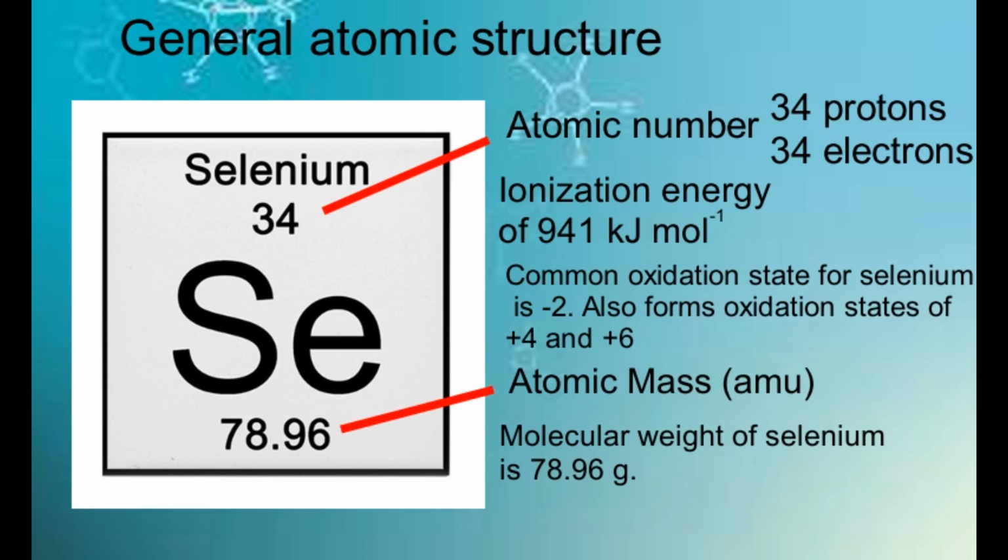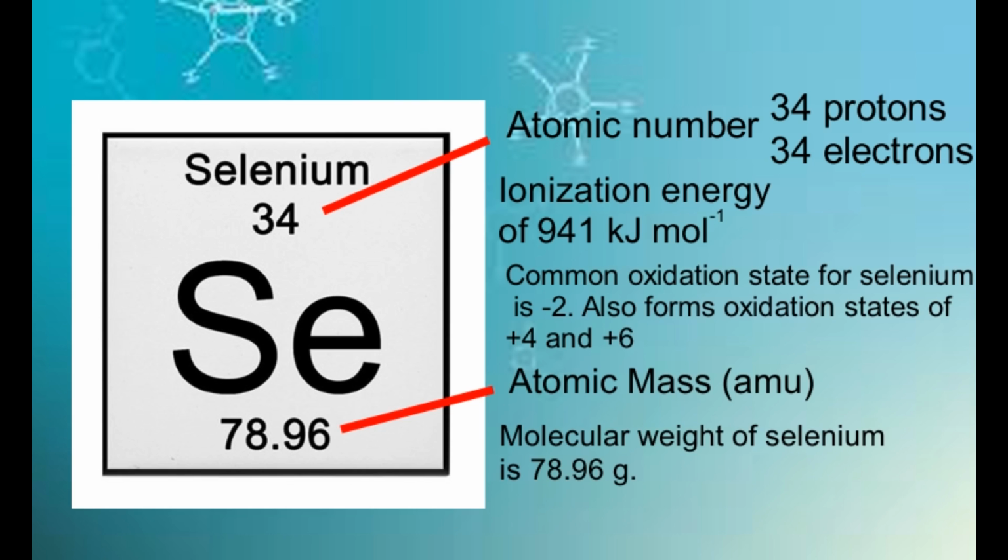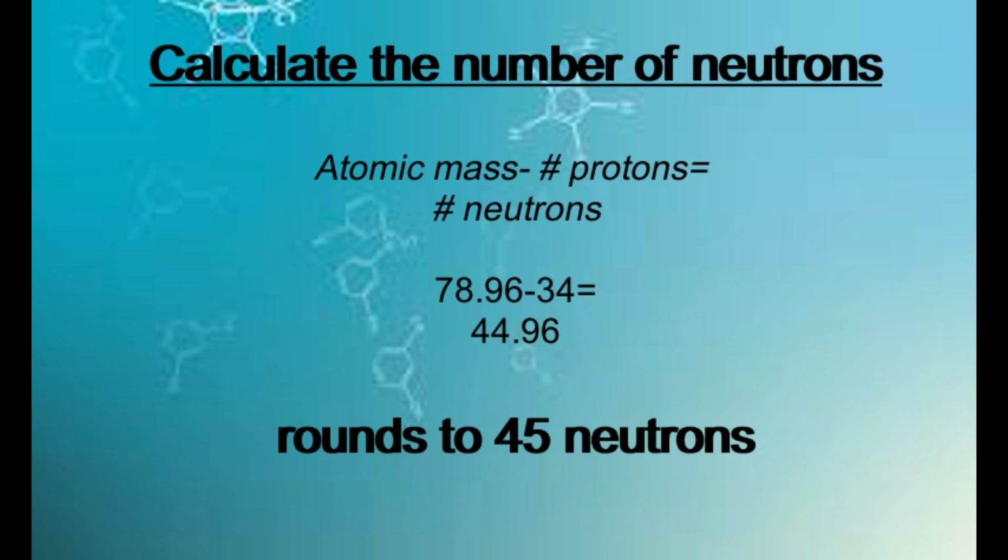The atomic mass of selenium is 78.96 AMUs. When calculating the number of neutrons, you must take the atomic mass of the element minus the number of protons that element has. When calculating selenium's neutrons, you subtract its atomic mass of 78.96 minus the 34 protons, which gives you about 45 neutrons.